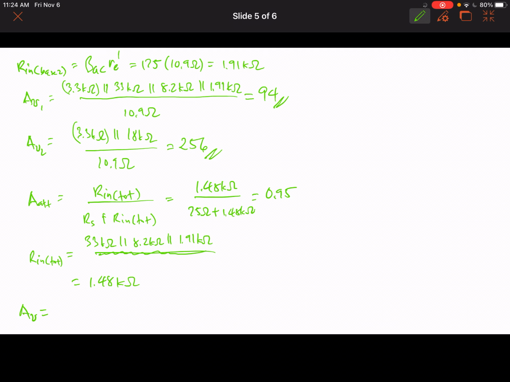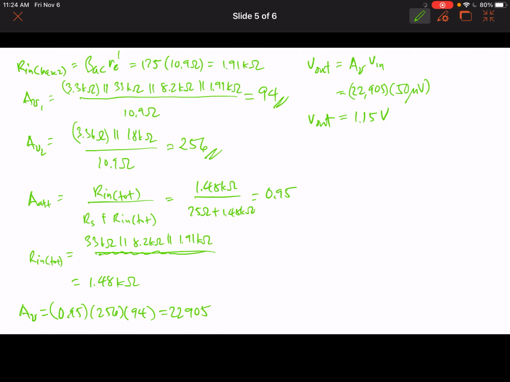And thus the overall voltage gain is 0.95 times 256 times 94, which gives us 22,905. Now the output voltage we can compute from the overall voltage gain multiplied by the input voltage. So this is 22,905 times 50 microvolts, and this gives us 1.15 volts as the output voltage.